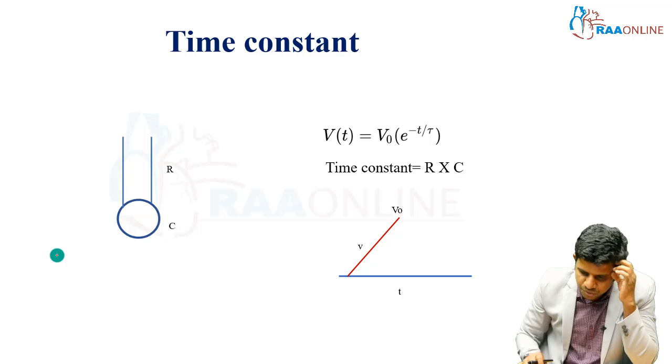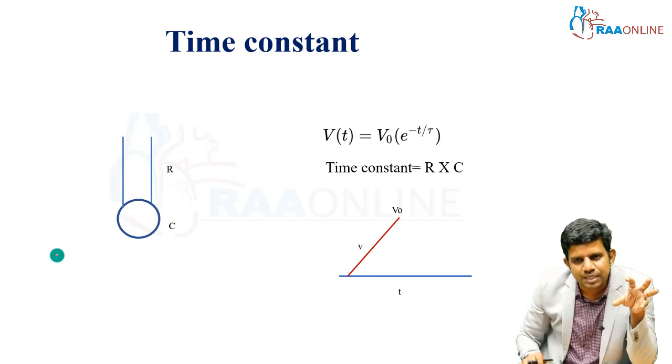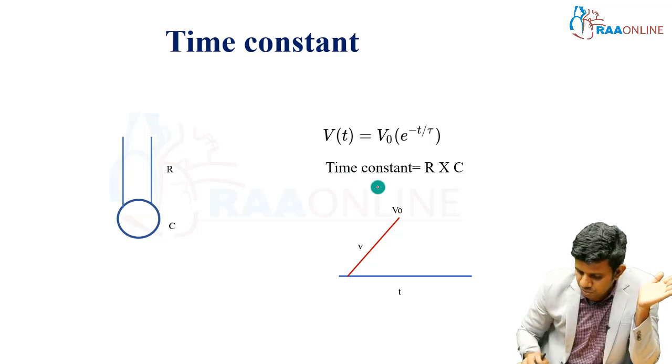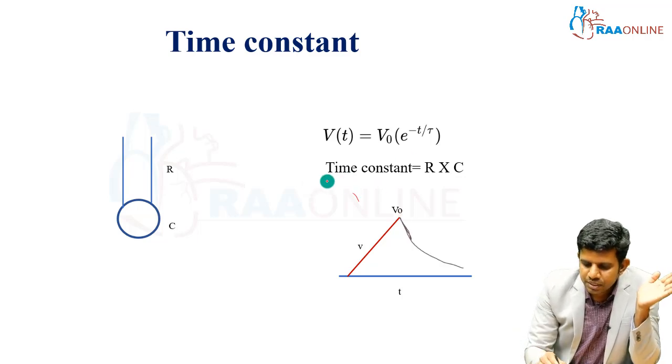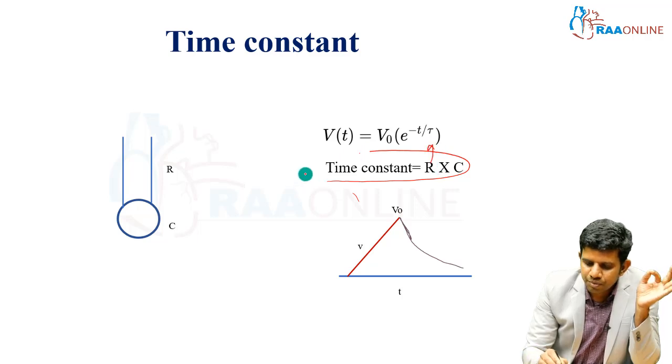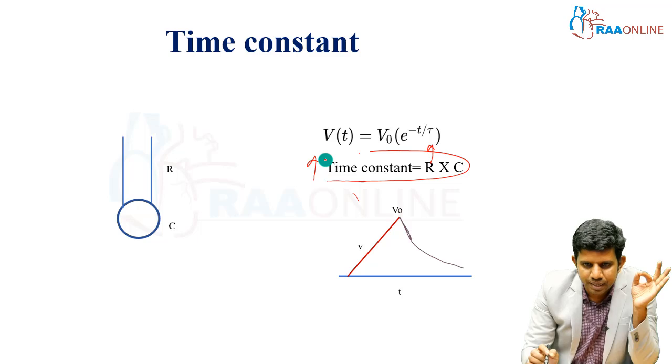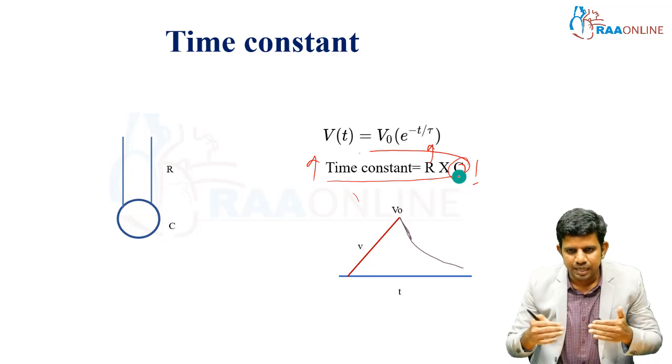Next, time constant is the product of resistance and compliance. If resistance increases, the time constant will increase, which means the time required to fill or empty the lung will increase. If compliance decreases, my time constant will decrease.